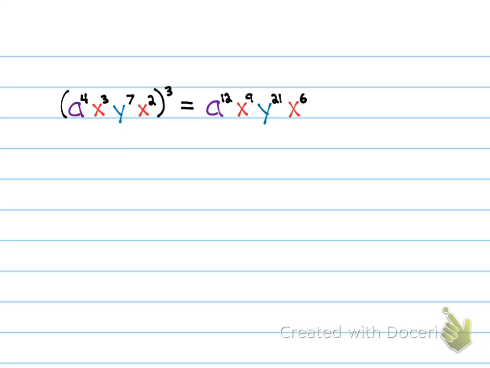Now there is one last thing that I can do here. I can combine my x terms. So I should get a to the 12th, y to the 21st, and then I'm going to combine x to the 9th and x to the 6th to become x to the 15th.